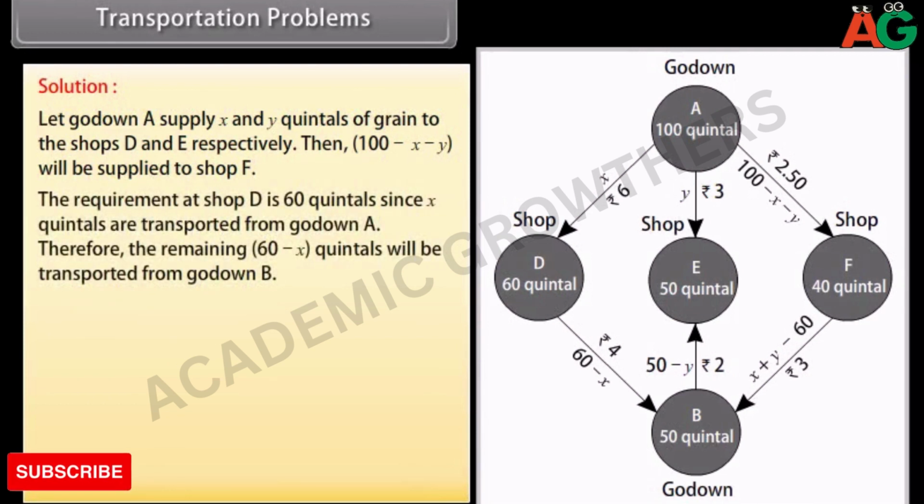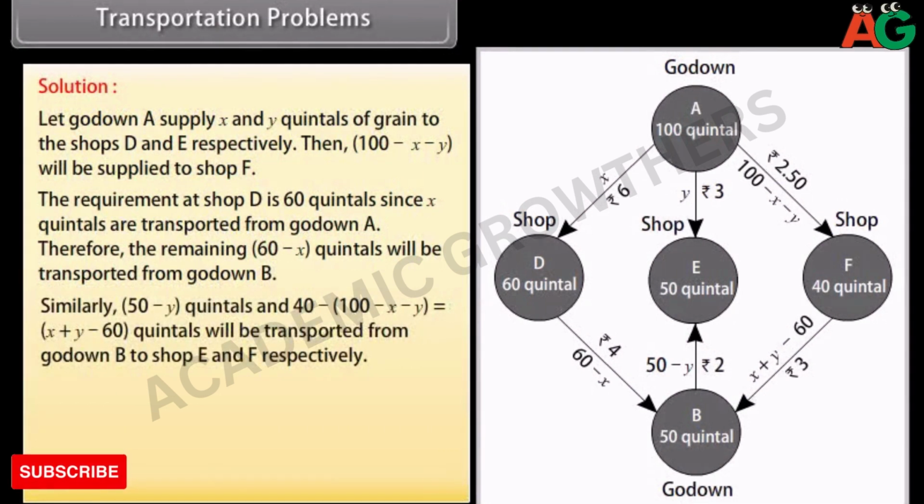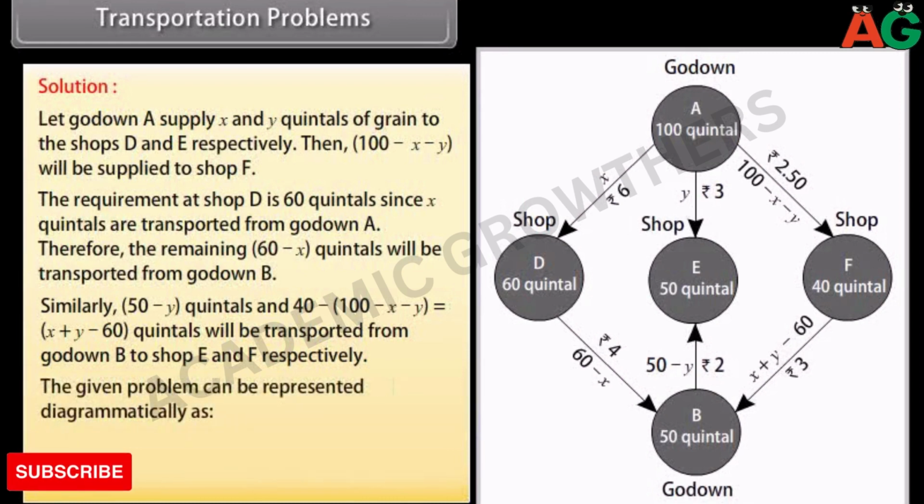The requirement at shop D is 60 quintals. Since X quintals are transported from godown A, the remaining 60 minus X quintals will be transported from godown B. Similarly, 50 minus Y quintals and 40 minus (100 minus X minus Y) equals X plus Y minus 60 quintals will be transported from godown B to shop E and F respectively. The given problem can be represented diagrammatically.